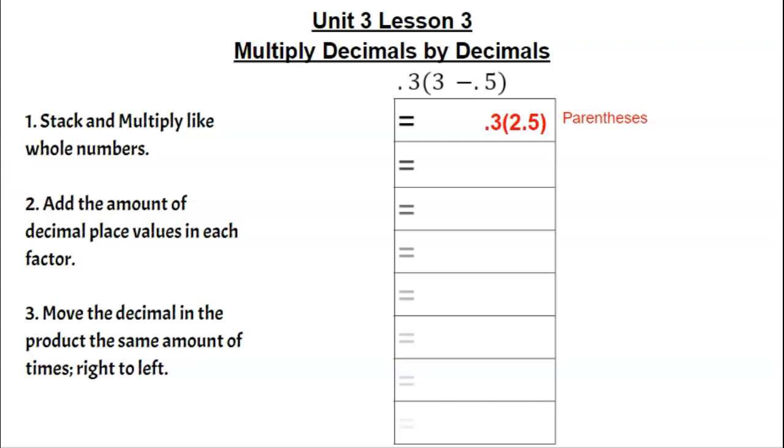When you have 3/10 outside of the parentheses and 2 and 5/10 inside the parentheses, that means multiply. So we multiply 2 and 5/10 times 3/10 gives us 75 hundredths.